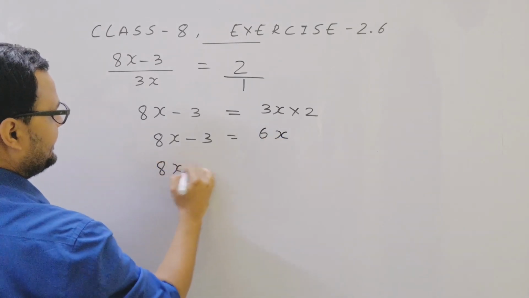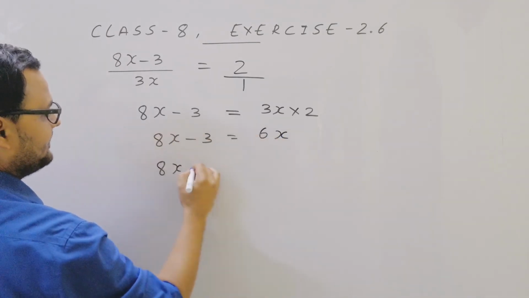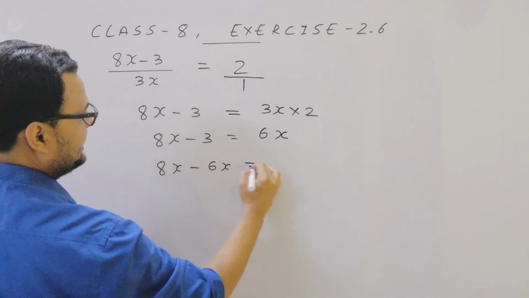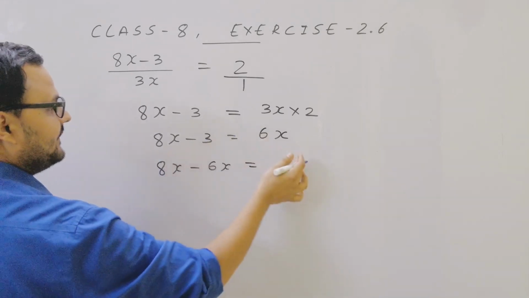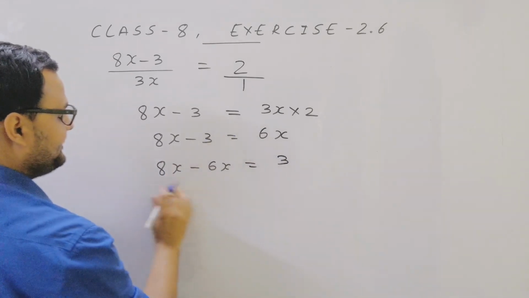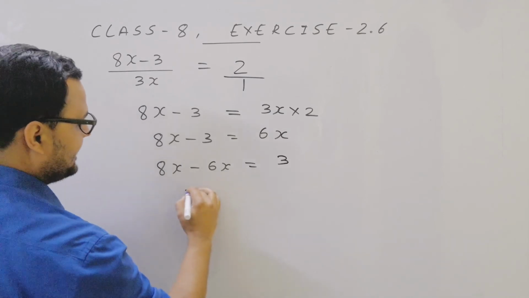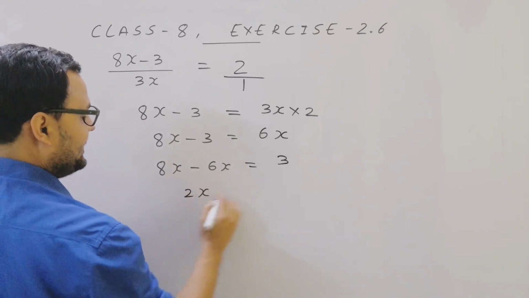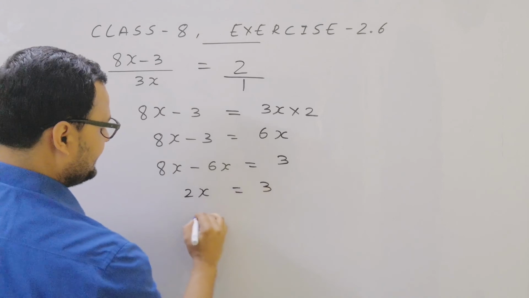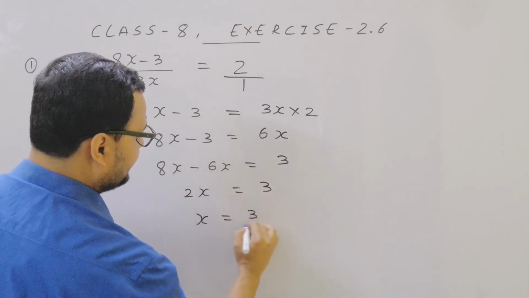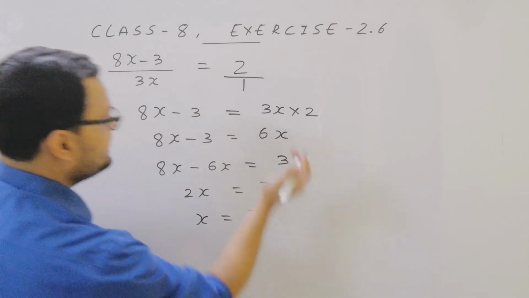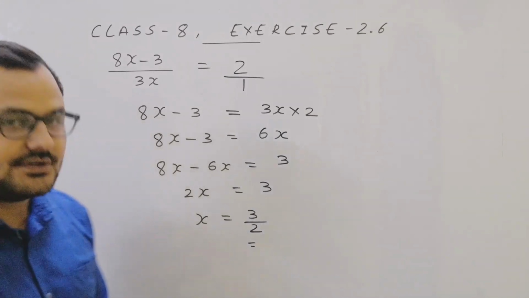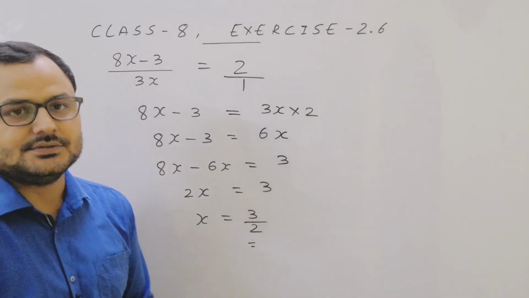Now this 6x will come to this side, so 8x minus 6x equal, minus 3 will come this side, then 3. 8x minus 6x, I got 2x. 2x equal 3, then x will be 3 by 2. So the answer for the first question is 3 by 2.